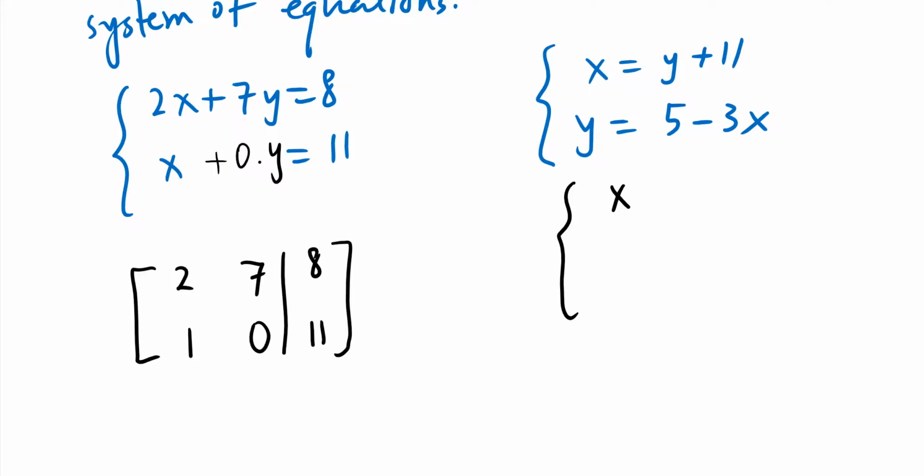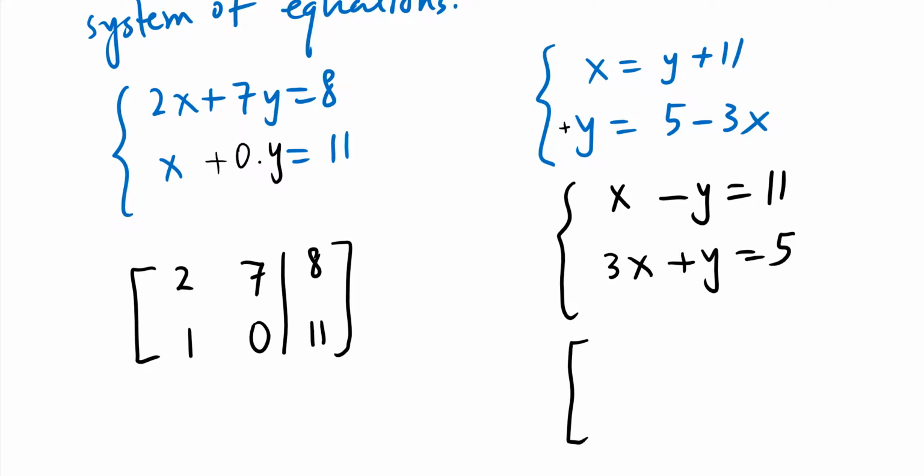On the first equation, we subtract y on both sides. So now it's x minus y equals 11. For the second equation, we add 3x to both sides. So 3x and keep the plus y the same equals 5. If there's no sign, it means it's addition. So now both equations are written in the form x, y equals number. So it's 1, negative 1, 3, 1, and then 11, 5. That's the augmented matrix for such a system.